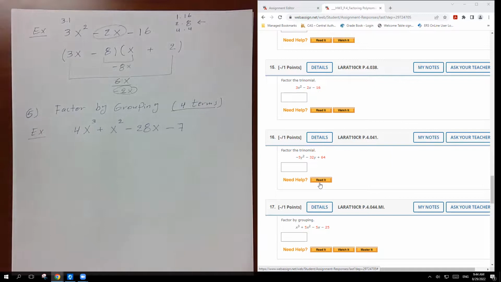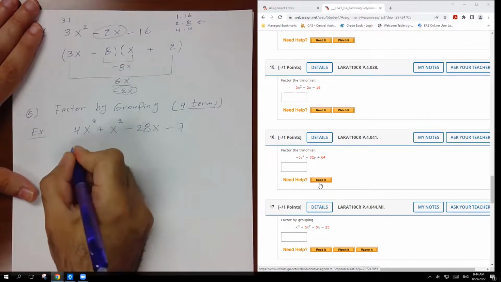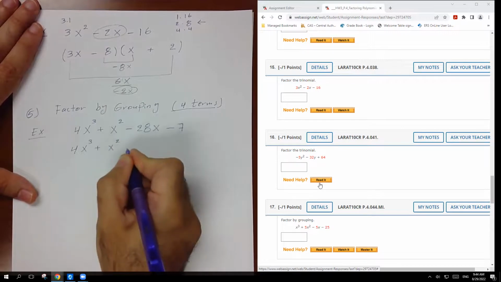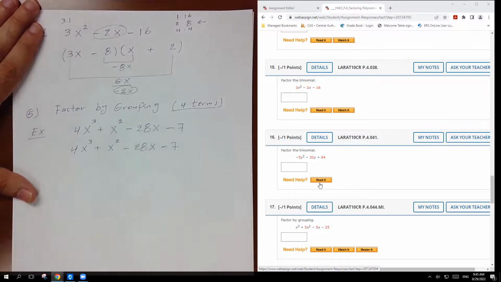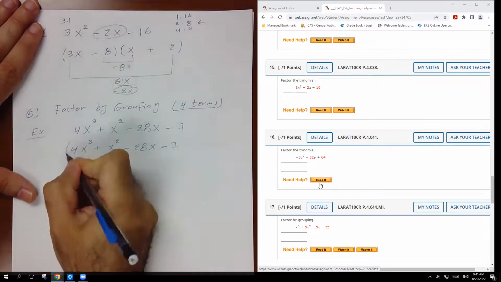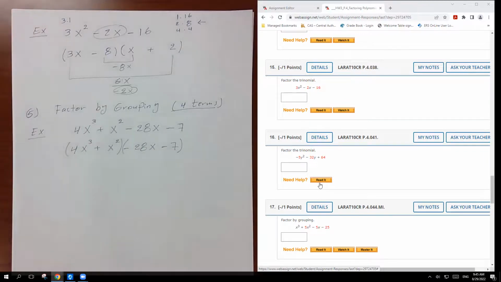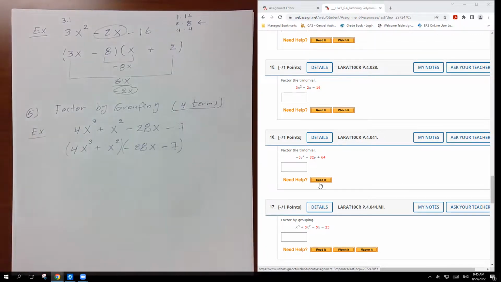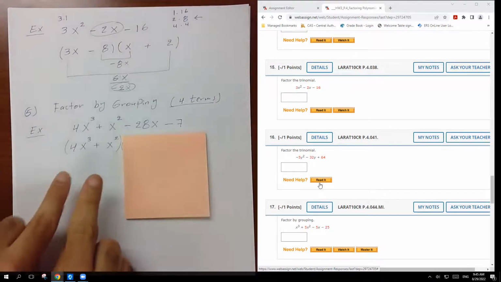What does that mean, factoring by grouping? I'm going to do another step so you're not going to get confused. Plus x squared minus 28x minus 7. Grouping means you're going to group the first 2 terms and group the last 2 terms. See, I didn't do anything. 4 terms, I group the first 2 terms and the last 2 terms. Check what I'm going to do. I'm going to hide this group and just look at this group.